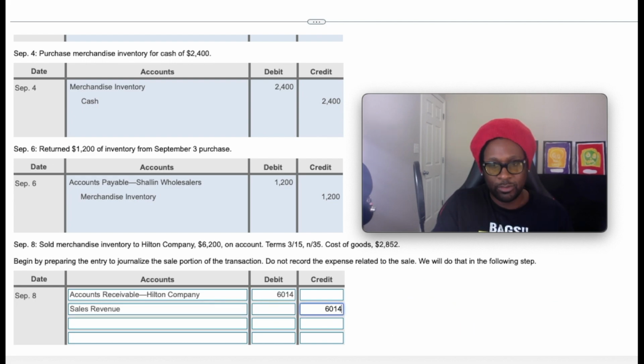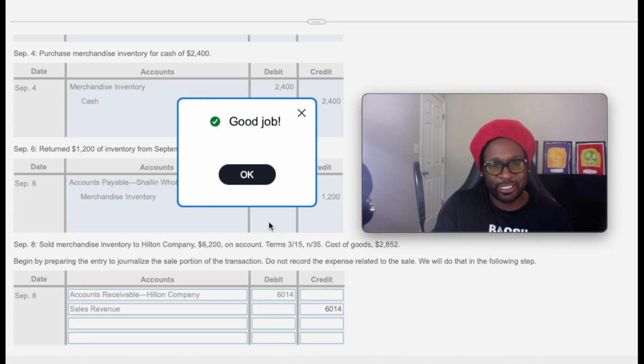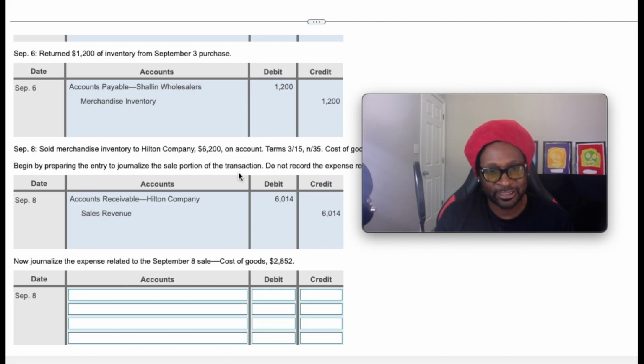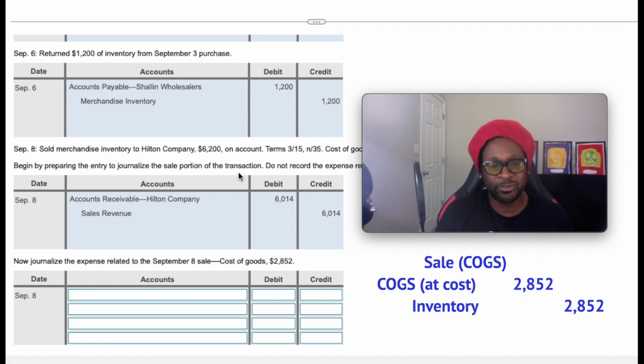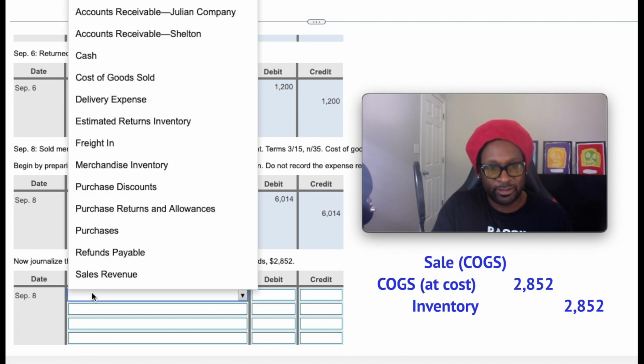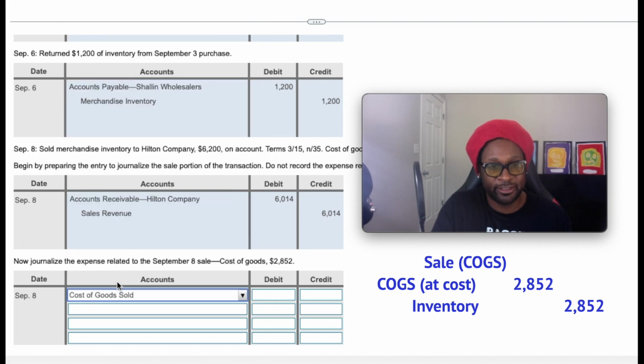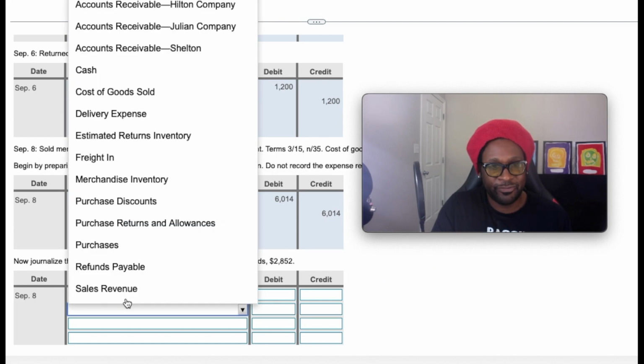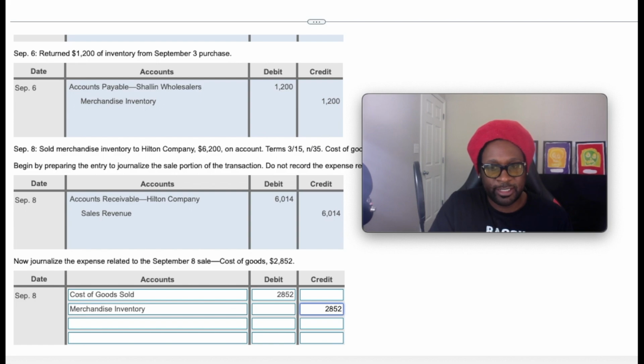We're going to check the answer. Good job, gang. But we're not finished. We have to recognize the expense from selling our inventory, which means we're going to debit cost of goods sold and credit merchandise inventory at cost. We're going to check our answer.